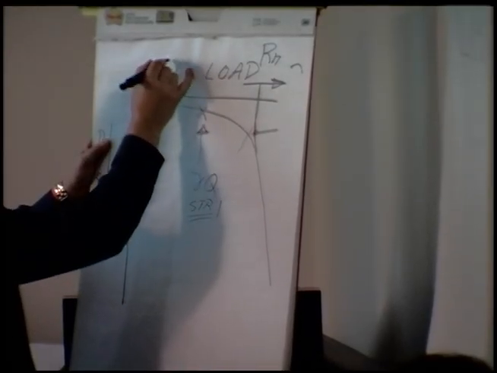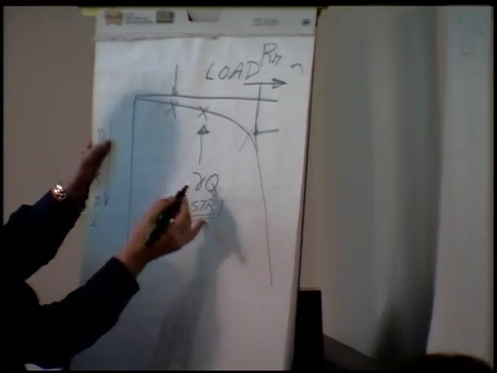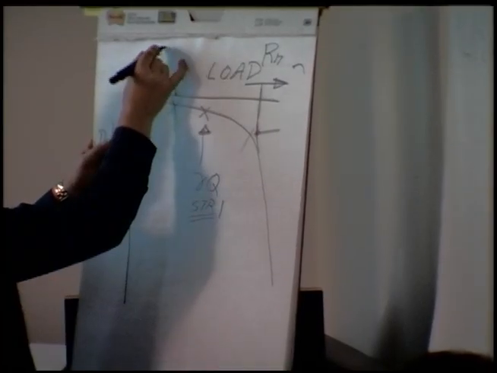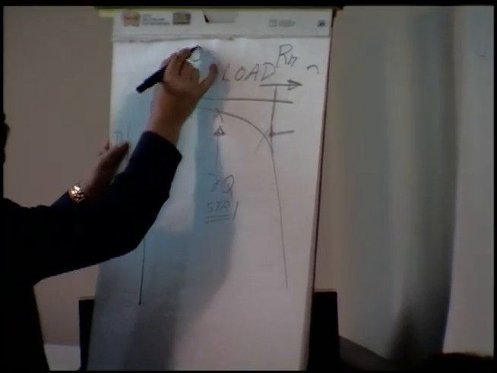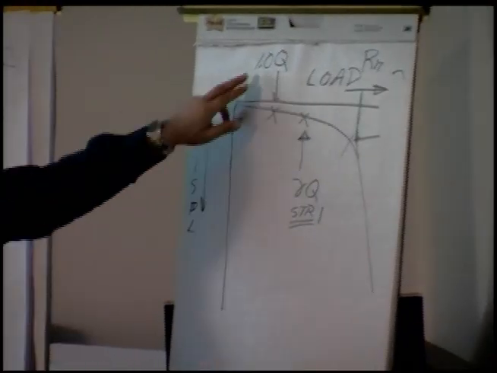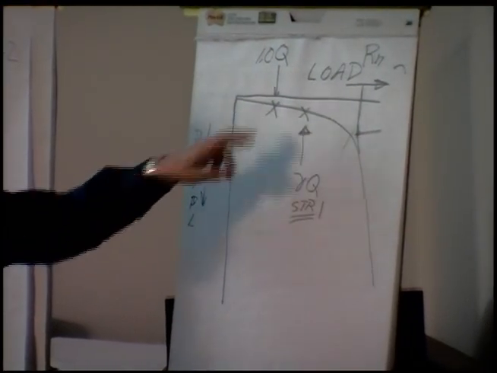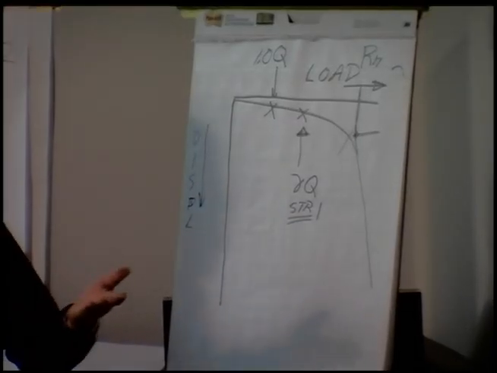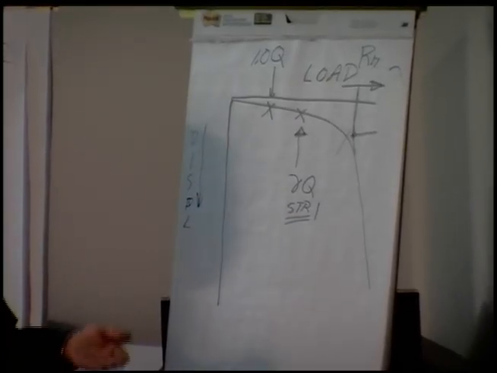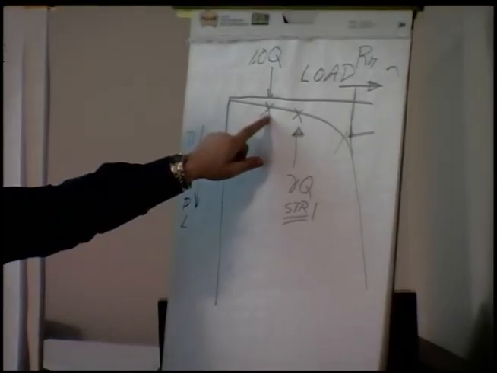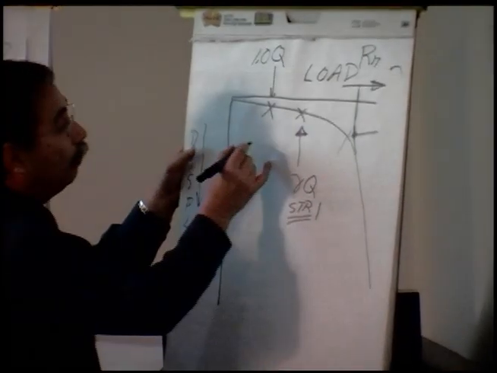So what we have is a service load. We have 1.0 times the service load, a load factor of 1. So that's the actual. If I were to put a load cell on that and measure what the actual load from the bridge is, that's what it is at the service state.